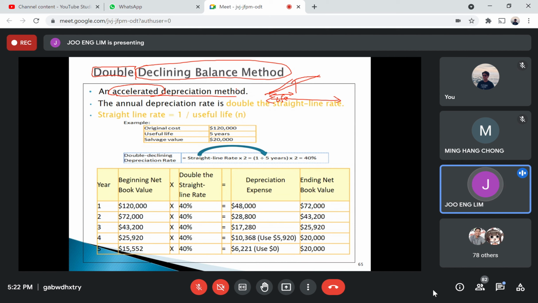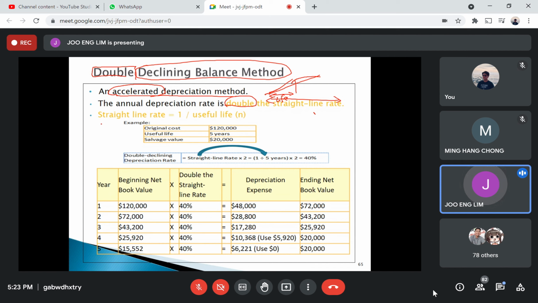So why is it useful? We discuss the technique first, and then we come back to understand why we need to use accelerated depreciation and what advantage it gives us when this technique is applied to our asset in our financial analysis. So the annual depreciation rate is double. The word double here means it doubles the straight line. That means whatever the straight line has, you double it up, 2 times the straight line. Therefore it's called double declining balance method.